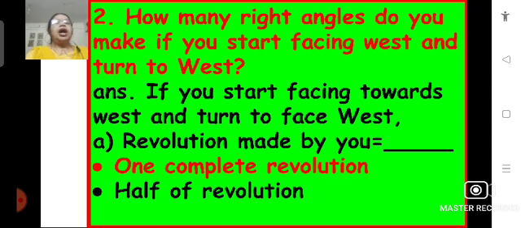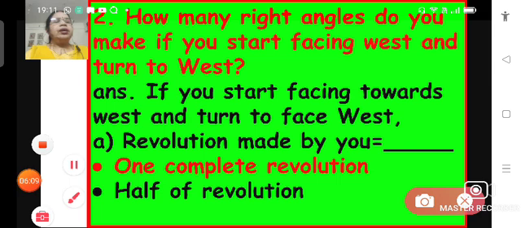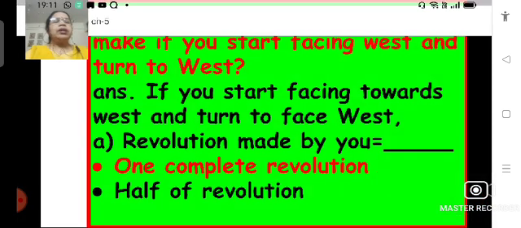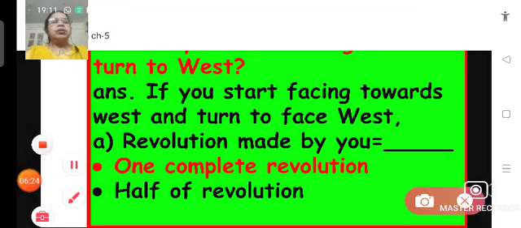Next question. How many right angles do you make if you start facing west and turn to west again? So if you are facing west and if you again come to face west, whether you go clockwise or anti-clockwise, again you come back to west, then it is a complete revolution. It is one complete revolution. So one complete revolution is the correct option for this.